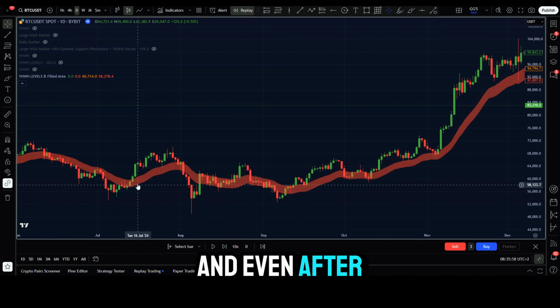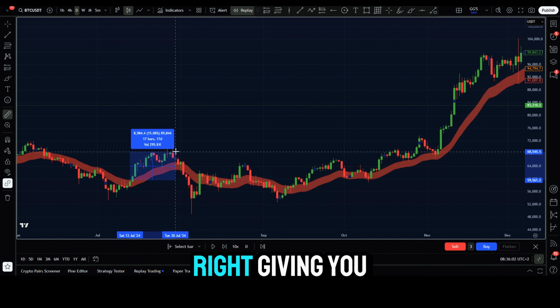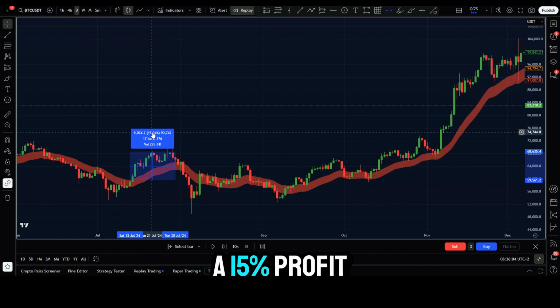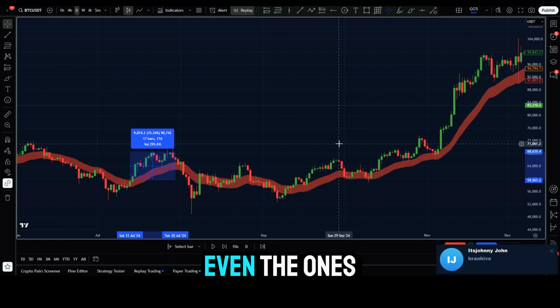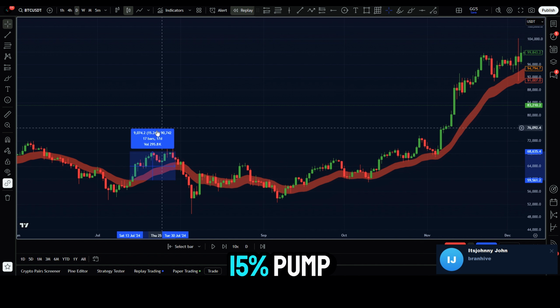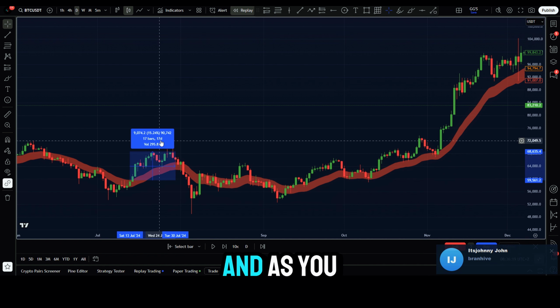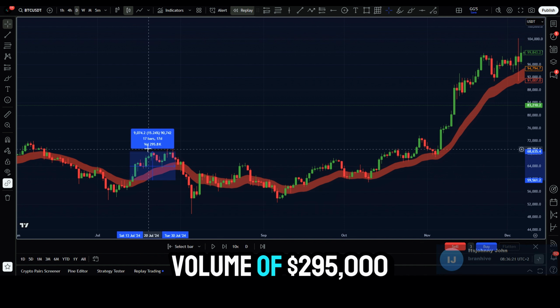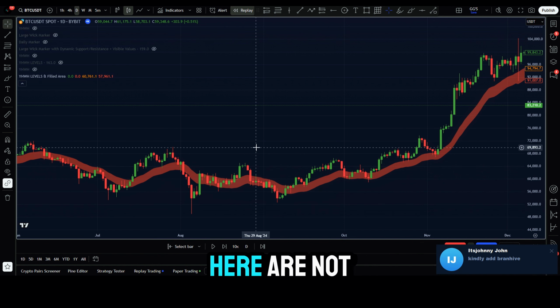And even after this, the market pumped a little bit higher, right? Giving you a 15% profit. So you see how much a small pump here, even the ones that look like a fake out, end up being something big. This was a 15% pump when the market broke above the field area. And as you can see here, it was a volume of $295,000. So fake outs here are not ideal for the market manipulators.